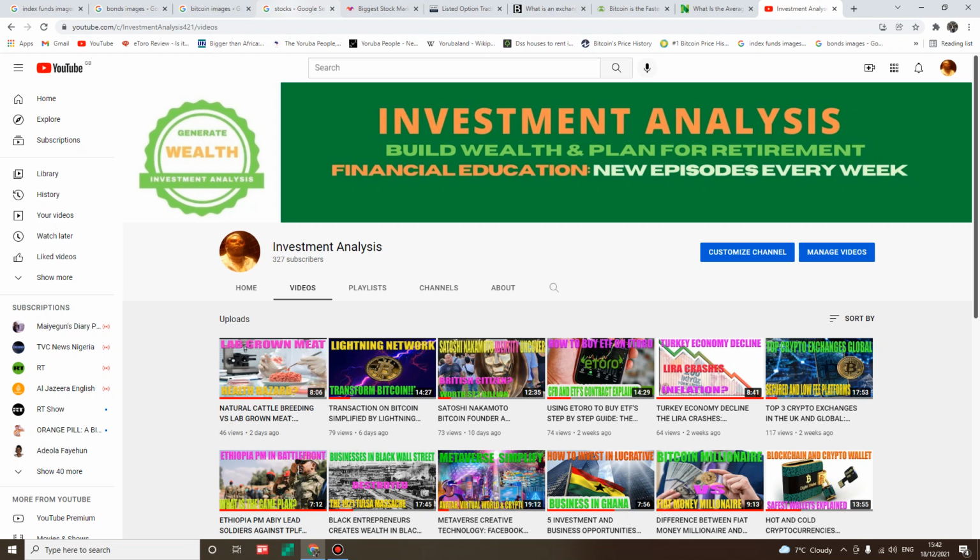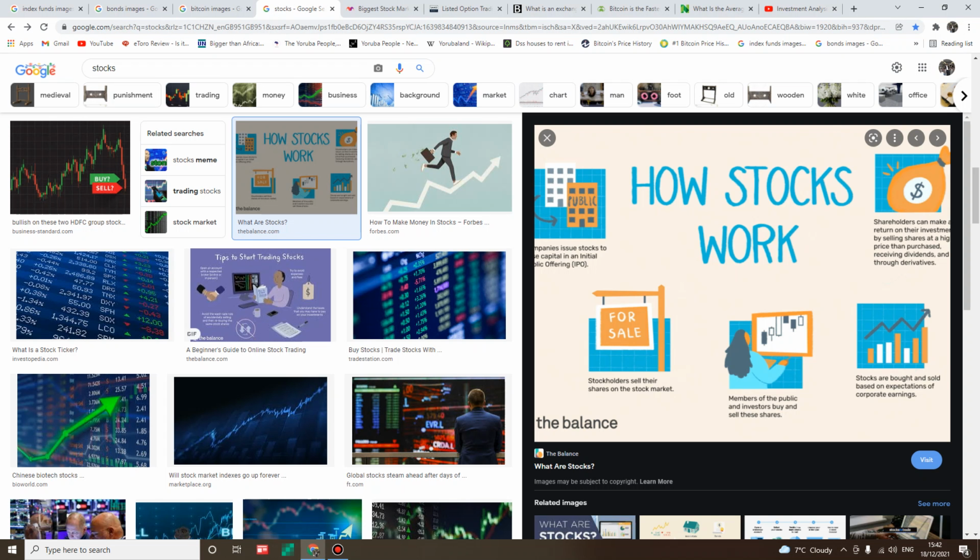Without wasting your time, let's begin with stock. A stock, also known as equity, is a security that represents the ownership of a fraction of a corporation. Meaning, if you own a company's stocks, you are part owner of the company, and you'll be paid periodically based on the company's set date of payment.